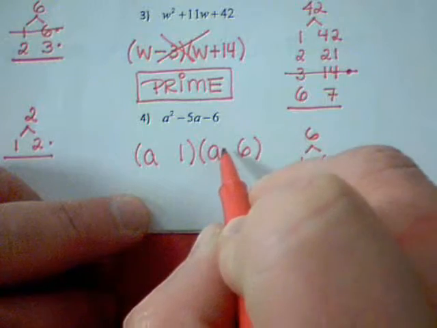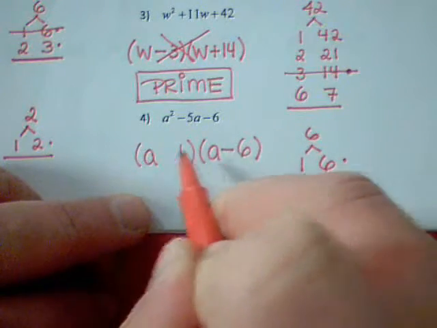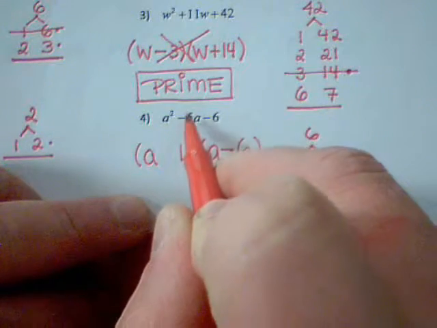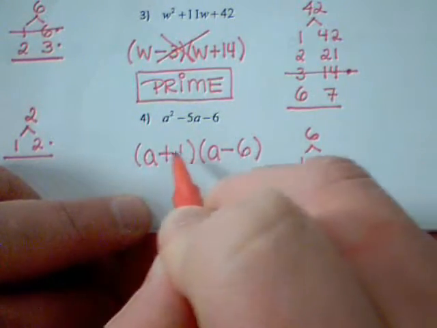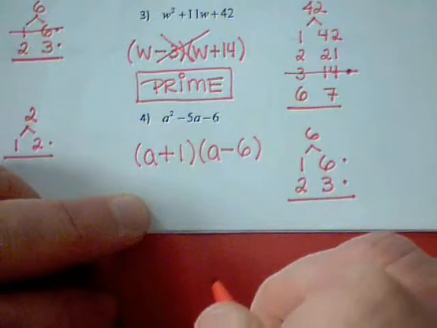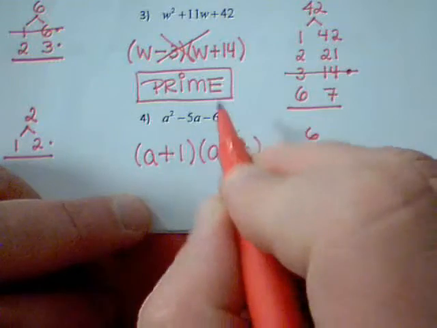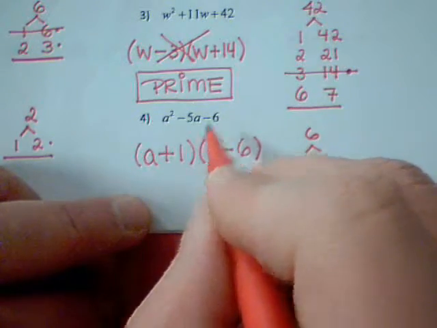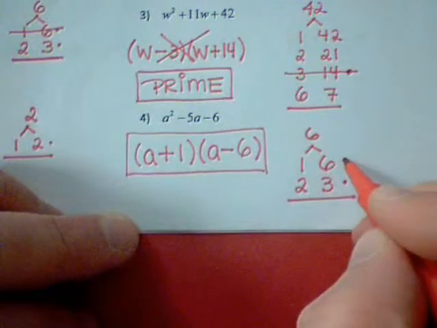Sign of the biggest is negative. So negative 6 plus 1 or minus 1 give me negative 5. The answer is positive. Negative 6 plus 1 gives me negative 5. Final check. Positive 1 times negative 6. Will it give me negative 6? Yes. Guess what? I picked the right answer.